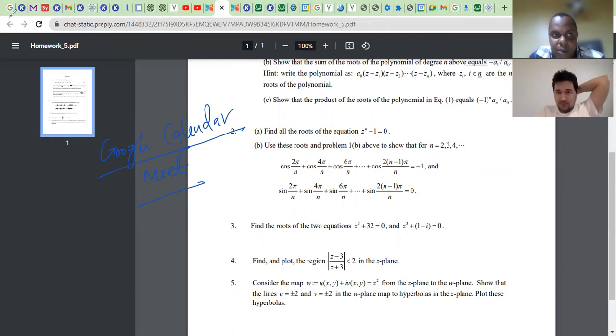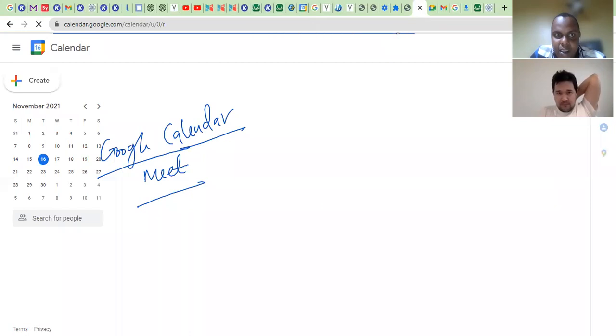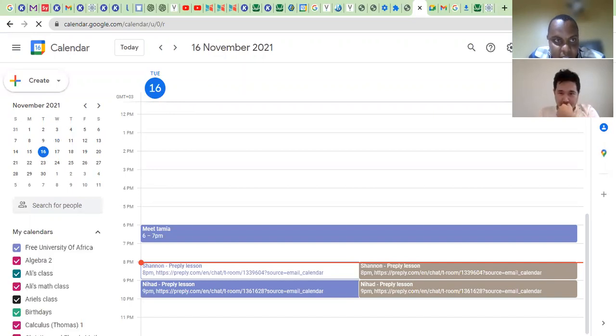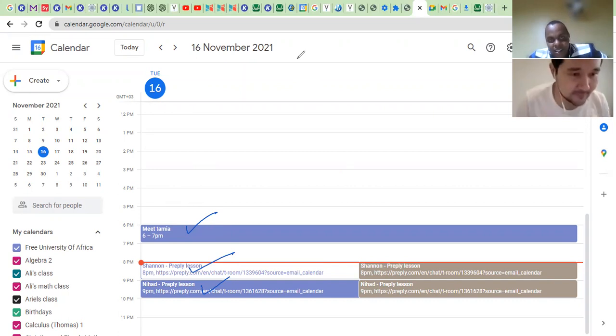For example, if I go here, my calendar is already here. For example, I met a student who pays me via PayPal. You see this 6 to 7? This one is PayPal. This one is Preply, this one is Preply. The beauty of Google Calendar is that it prevents clashing, so if you schedule, you will not clash with any other. Okay, I'll do it.